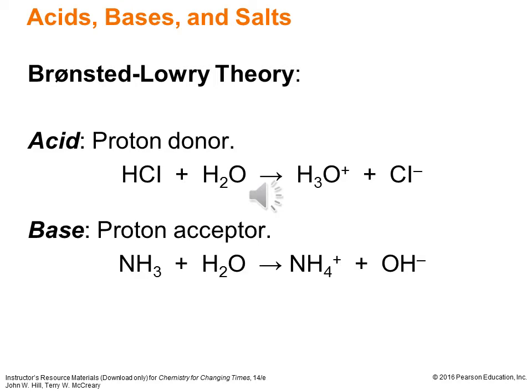For a Bronsted-Lowry base, you're now a proton acceptor, so you don't need to have OH- anymore. So NH3 accepts that proton onto one of those lone pairs, the lone pair on the ammonia's nitrogen atom, and in this case it generates OH- in water, which technically allows it to fit the Arrhenius definition, but Bronsted-Lowry is a much broader definition by calling it just a proton acceptor.